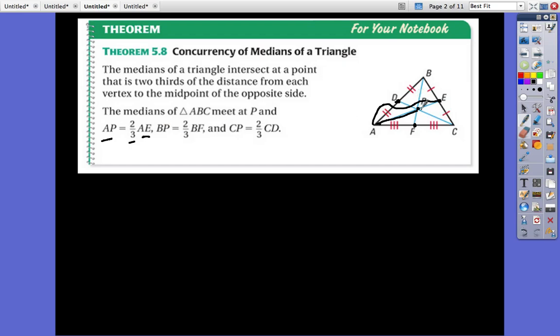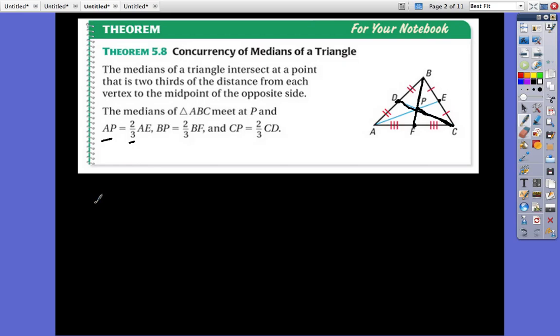BP is 2/3 of BF, so BP, this piece here, is 2/3 the length of the whole thing, BF. And CP is 2/3 of CD. So CP, right here, is 2/3 the length of the whole thing, CD. So let's put that into practice and see what that means.